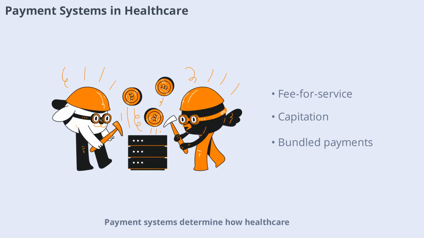Payment systems determine how healthcare providers are compensated for their services. Common models include fee-for-service, capitation, and bundled payments. Each system has different incentives and impacts on resource allocation. For example, fee-for-service may encourage more services, while capitation promotes cost control. Health economics analyzes these systems to find the best balance between quality, efficiency, and cost.